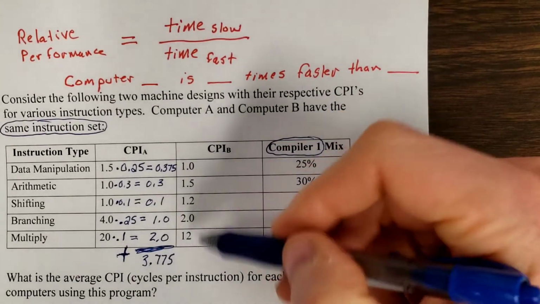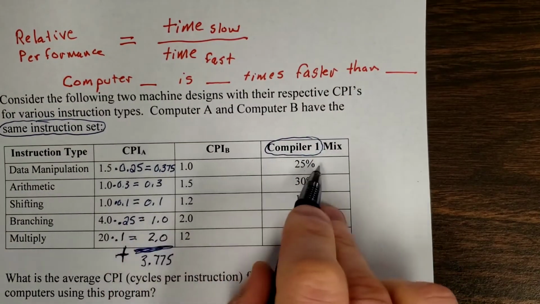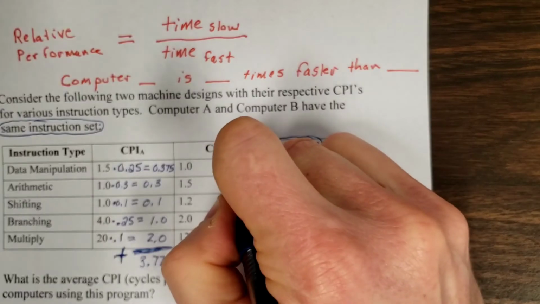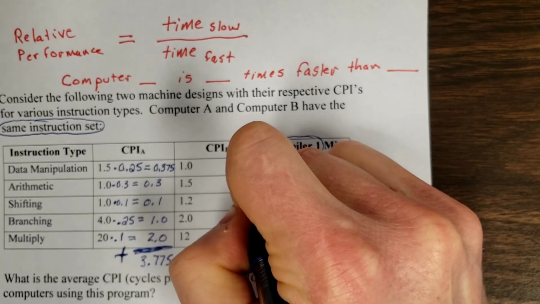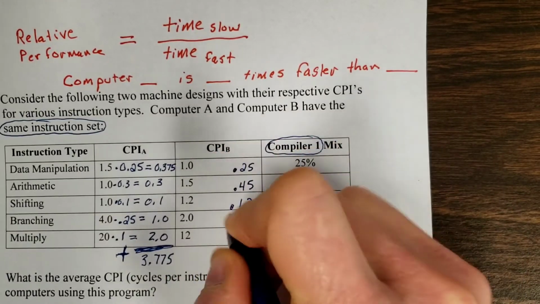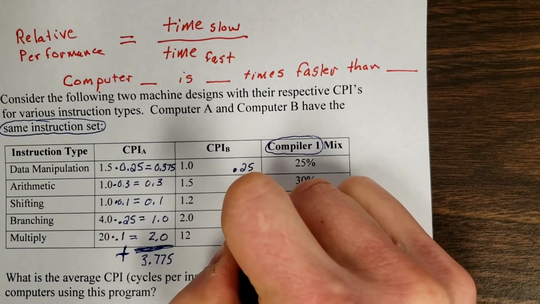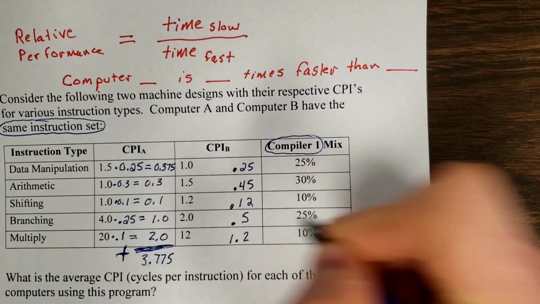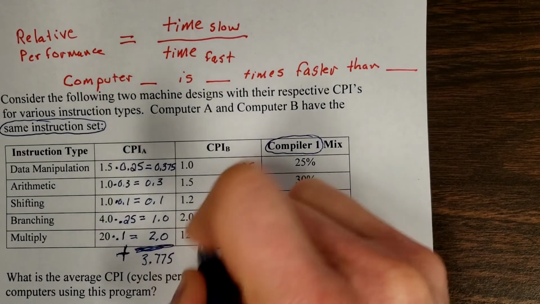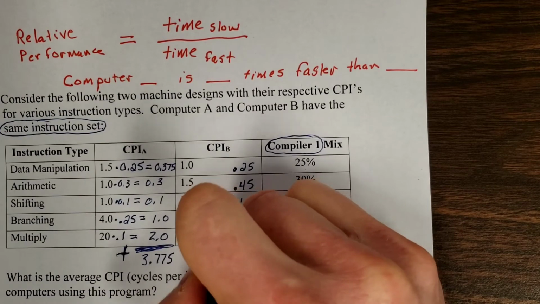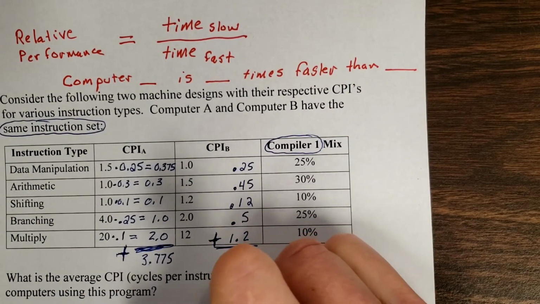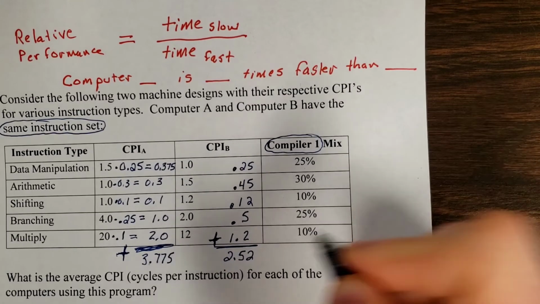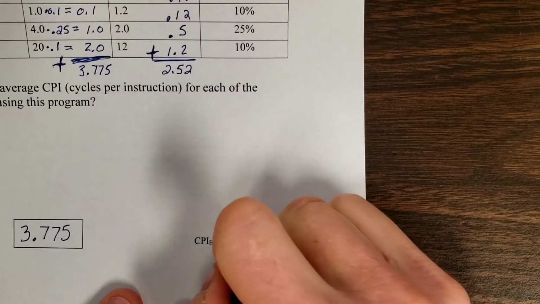For the CPI for B, I'm not going to write it out, but when we multiply each of these pairwise, we're going to get a 0.25, a 0.45, a 0.12, a 0.5, and a 1.2. We add them all up, and then we get 2.52. And that is the answer for the CPI of B.